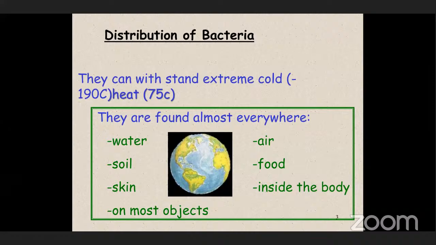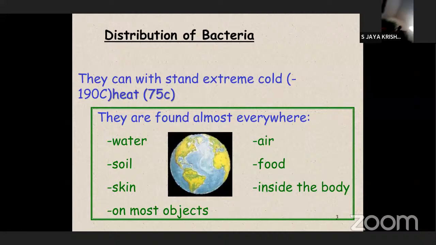Suppose a table. The table also has bacteria, but the table is non-living. The bed sheet, the plates, glasses, and bottles of our daily use, and also the inside of the body. Air, the atmosphere, also consists of bacteria, and food also consists of bacteria. So bacteria are found everywhere. So it is called omnipresent.